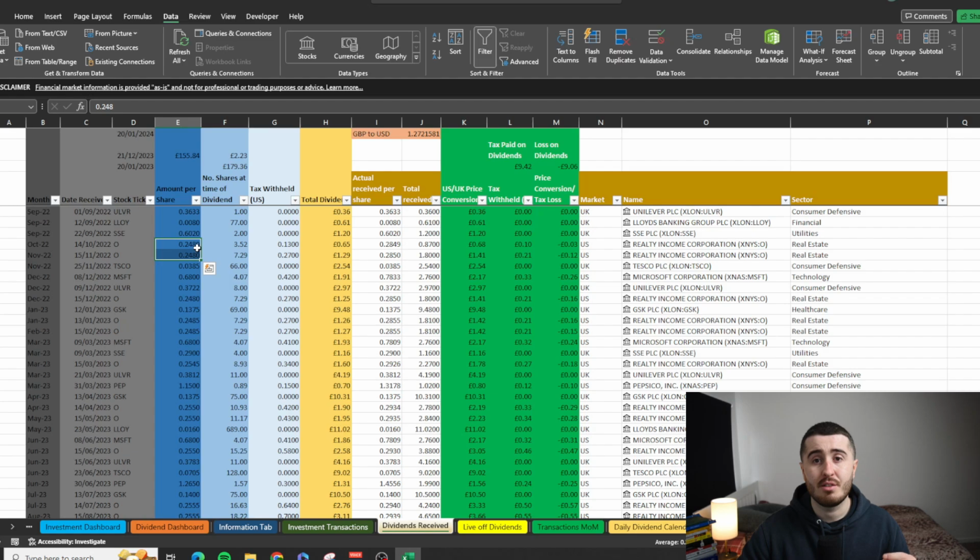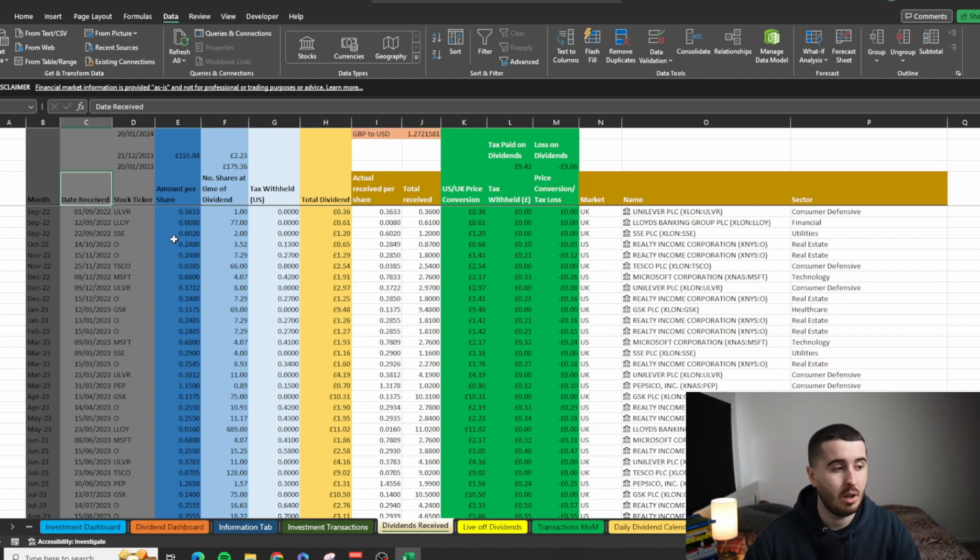This is the dividends received tab, and the same as the previous tab, all you need to do is delete the data and input the data that's required. So the parts that are required are date received, stock ticker, amount per share, which is the amount of dividends that you received per share, the number of shares that you had at the time of dividend, the tax withheld for US stocks, and the total dividend received. The rest of these are all formulated. You can also ignore this one here, which is formulated as well.